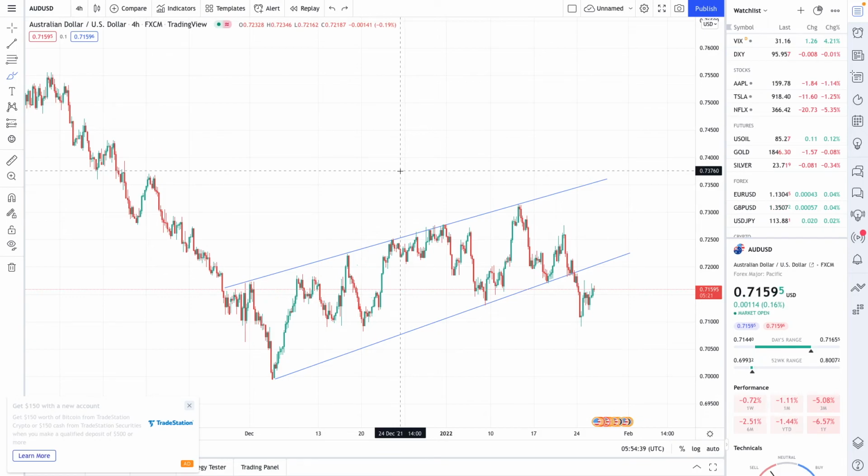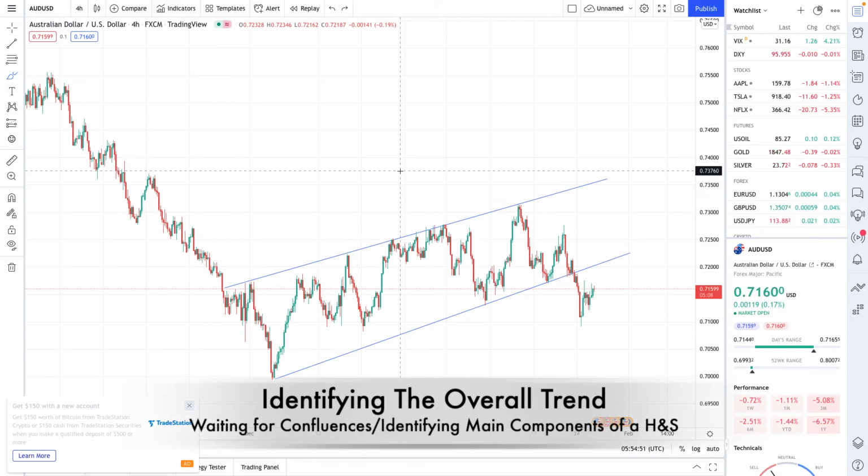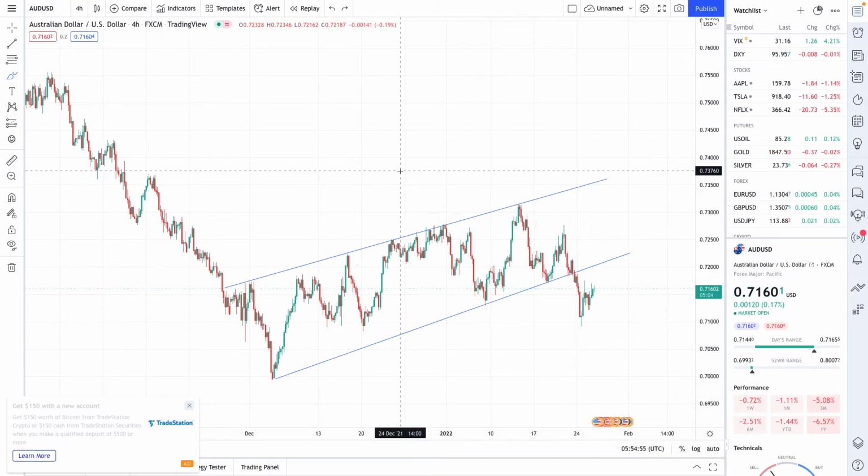Everybody, my name is David, and I'm going to be talking to you today about the head and shoulders pattern found in an uptrend. This is an indicator that will signal that price, which is currently in an uptrend, will reverse to the downside, and I will teach you how to become profitable from it.